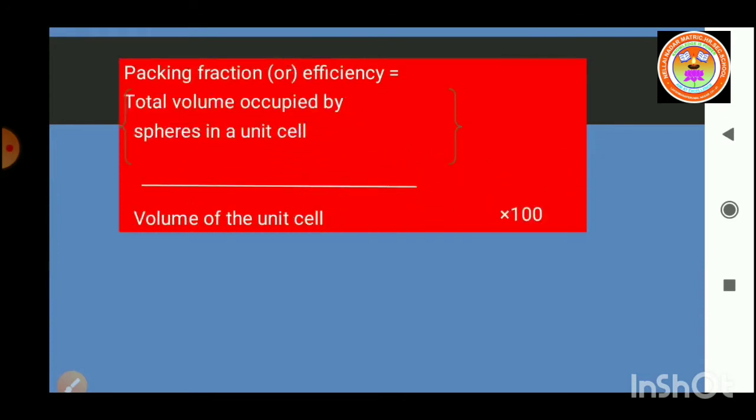What is the formula to calculate the packing fraction or efficiency? Say along with me. Packing efficiency is equal to the total volume occupied by spheres in a unit cell divided by the volume of the unit cell, into 100.